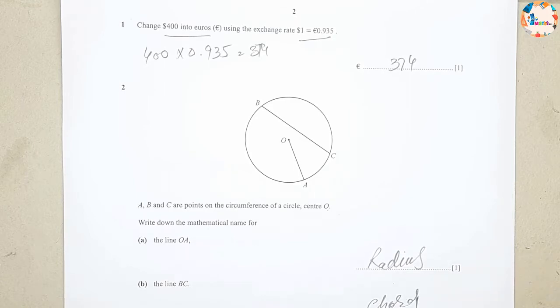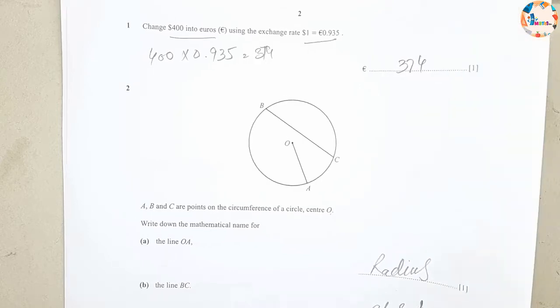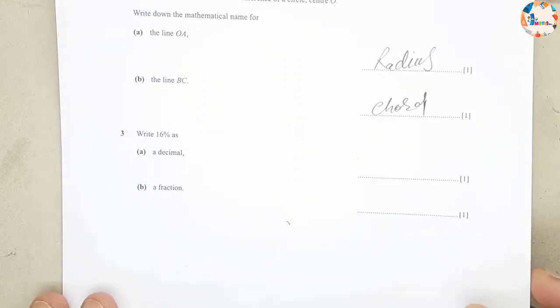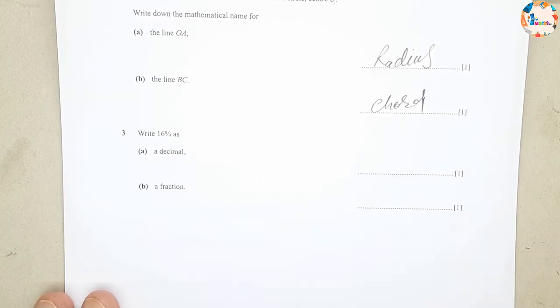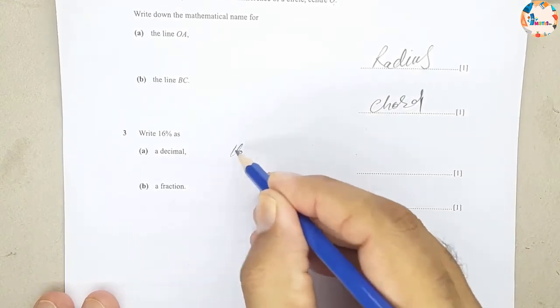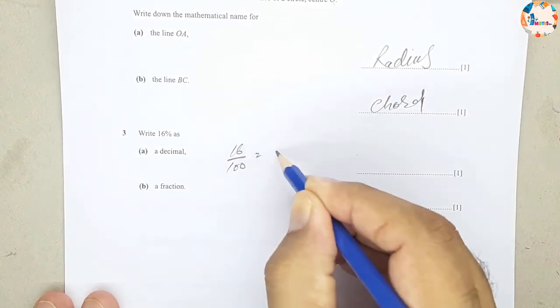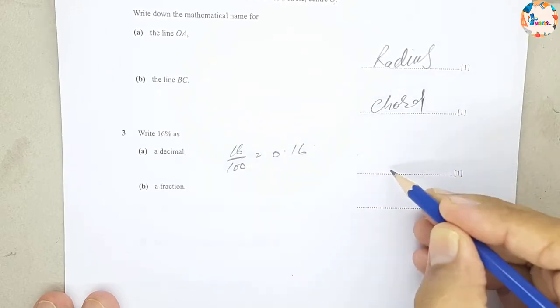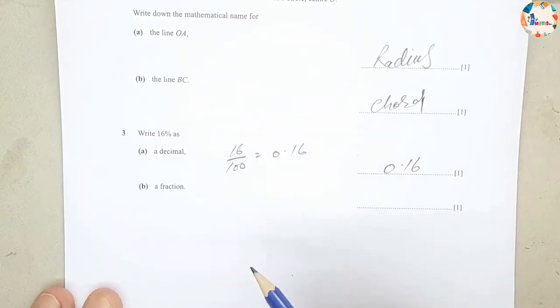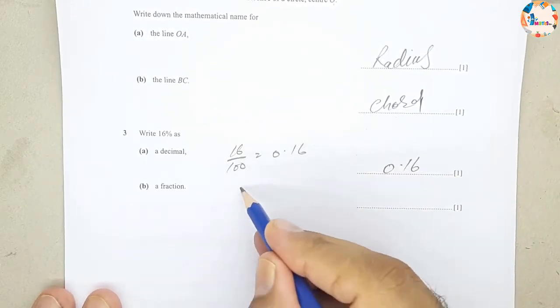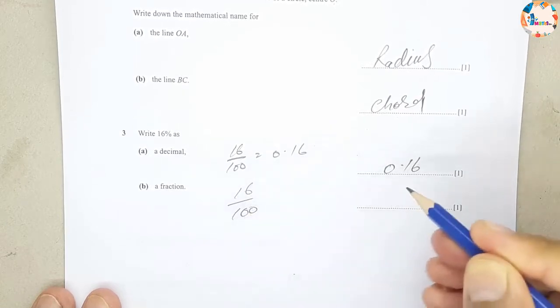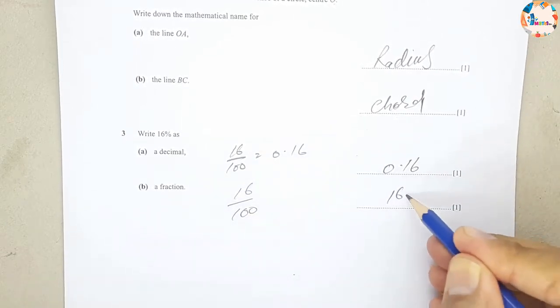Now the next, question number 3. Write 16% as a decimal. So 16% we can write like this, which will be equal to 0.16. We can write 0.16 as the answer. Then as a fraction, that will be 16 over 100. So the answer will be 16 over 100.